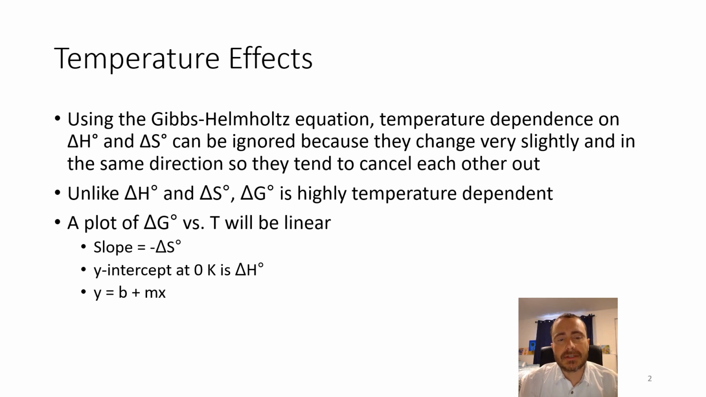And we can look at this by calculating a whole bunch of Gibbs free energies at different temperatures. When we do that, we are going to get a line, and that line is going to have a slope of minus delta S. The y-intercept at 0 Kelvin is our enthalpy change.